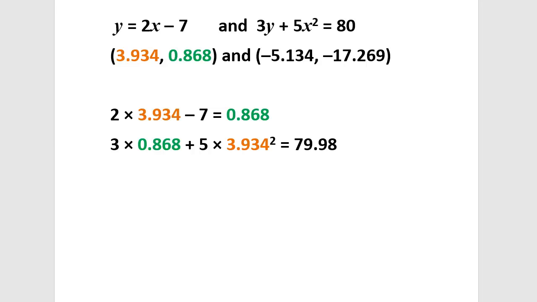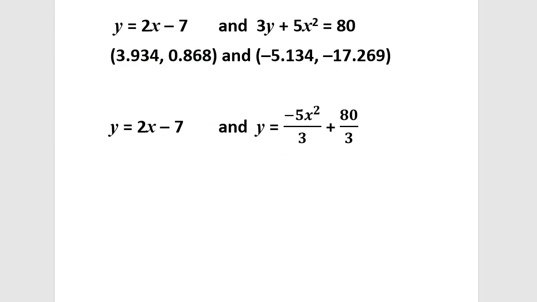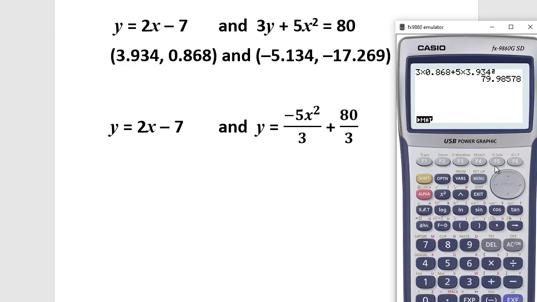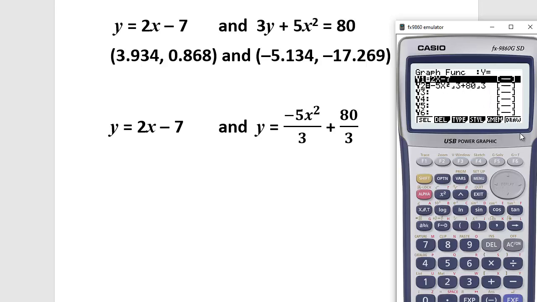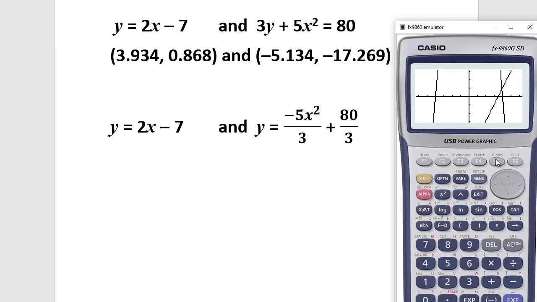The other way to check is to rewrite them so that you can stick them in your graphics calculator. So we'll stick them into graph. Here they are already written. And I draw them. G-solve, intersect, and there's my first one, minus 5.134, minus 17.268. That's that value. Scroll across, and I get this one, 3.934, 1.868. So the 2 points are where I expect them to be. I know I've got it right.